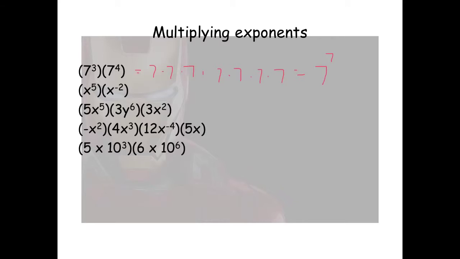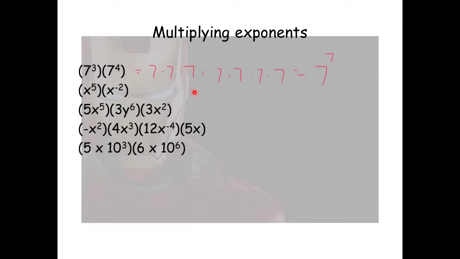I wonder if we could have done that any faster. Well, the answer, of course, is yes. When you're multiplying numbers that have the same base, and here we have the same base of 7 and 7, you can keep the base, like we did here, and add the exponents. So 3 plus 4 would have also given us 7.